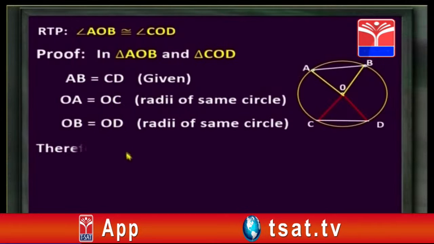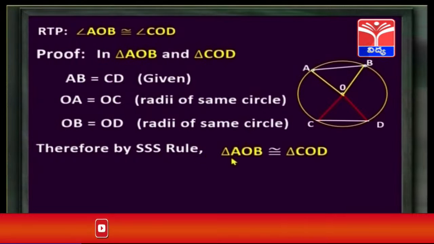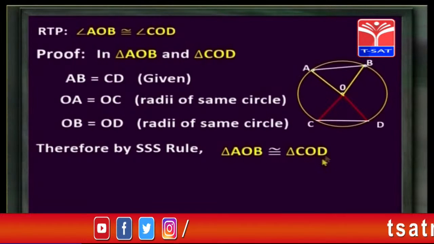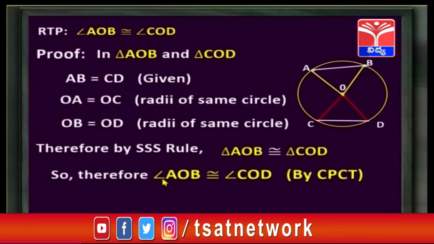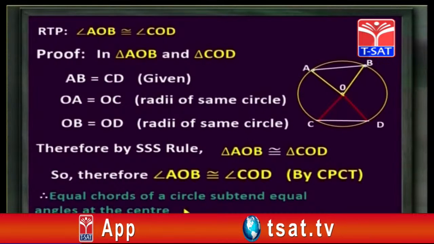We can say by SSS rule, triangle AOB is congruent to triangle COD. Therefore angle AOB is equal to angle COD. So what can we conclude? Equal chords of a circle subtend equal angles at the center.